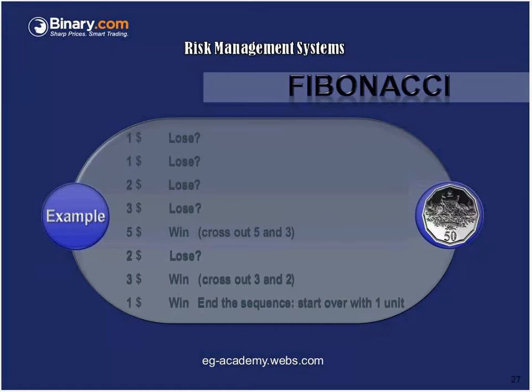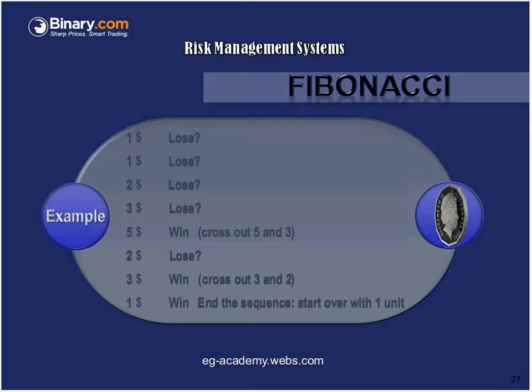When you lose a round, you increase the trade size on the next one, just like in the martingale system, but instead of doubling it, you follow the Fibonacci sequence. For example, start by trading 1 unit. If you lose, trade 1 unit again. If you lose a second time, trade 3 units, then 5 units, then 8, and so on.